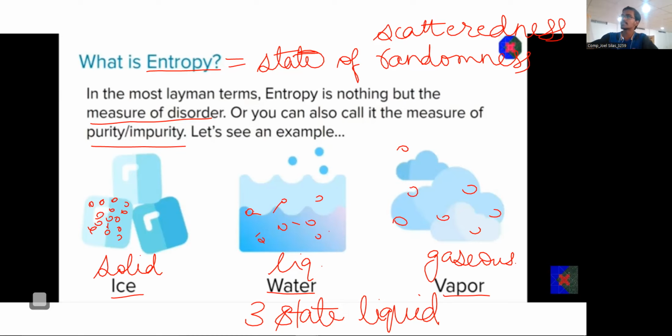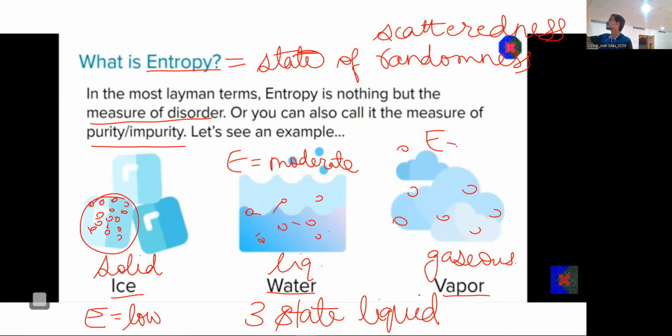So here what we'll say is that there is less scatteredness or less randomness, so entropy is low. Here there is more scatteredness, so entropy is moderate. And here there is maximum scatteredness, so entropy is high. So in this way, we can explain entropy.